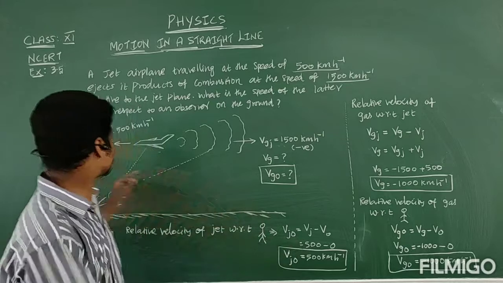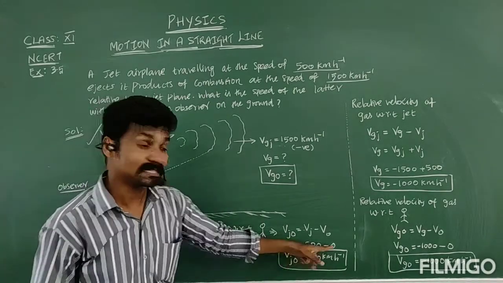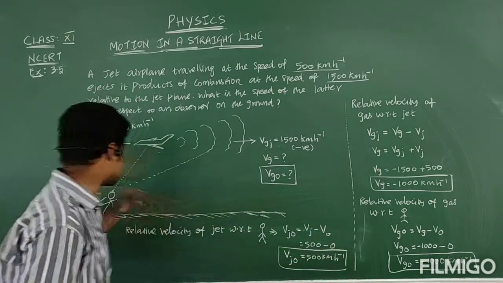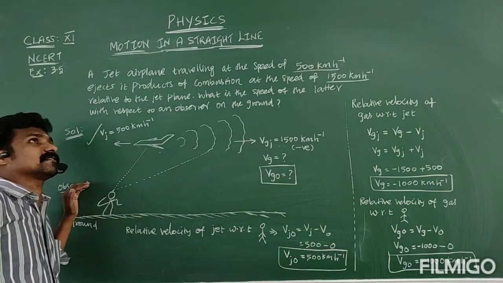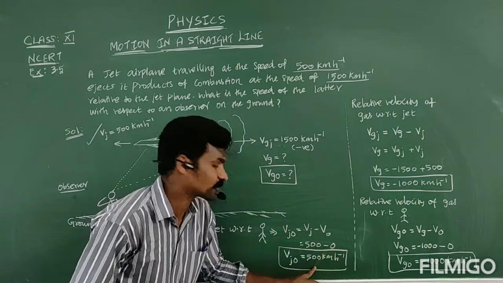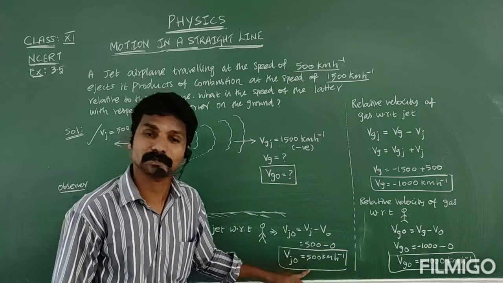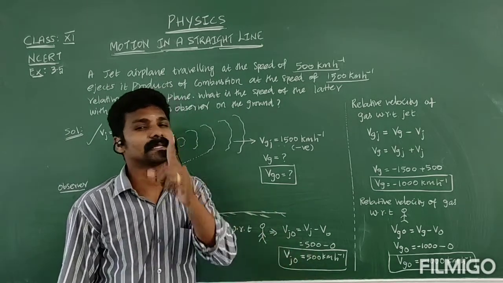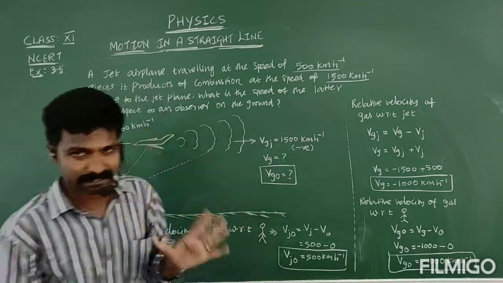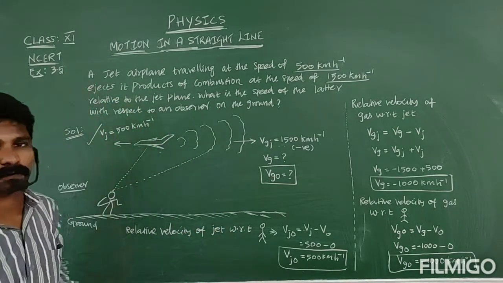Velocity of the jet is how much? That is 500 km per hour. Velocity of the observer: he is simply in rest position, just watching. So its value is 0. So 500 minus 0 is 500. So the velocity of the jet with respect to the observer is 500 km per hour. Clear? So now about the jet, no problem.